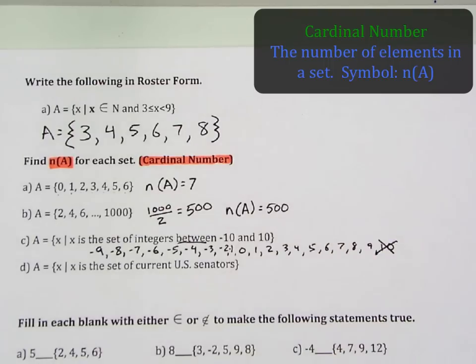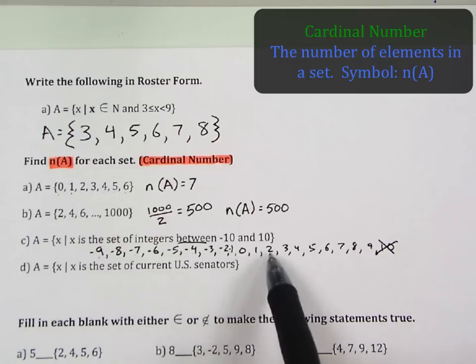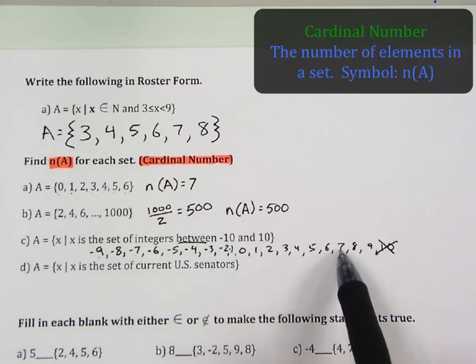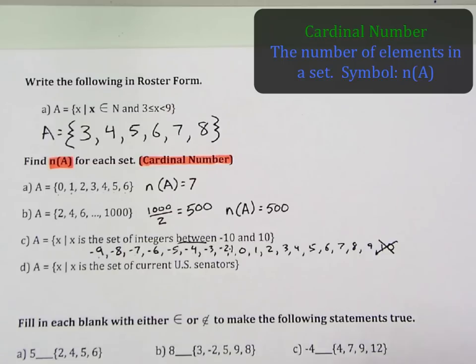Don't include 10. So let's count these up here. 1, 2, 3, 4, 5, 6, 7, 8, 9, 10, 11, 12, 13, 14, 15, 16, 17, 18, 19. We actually have 19 numbers there. So the number of elements in set A is 19.